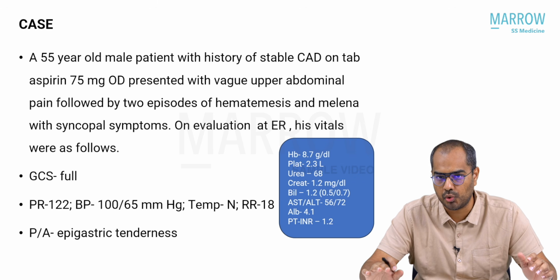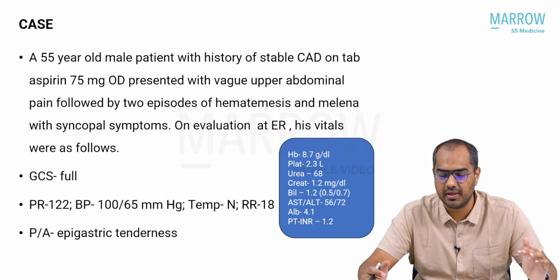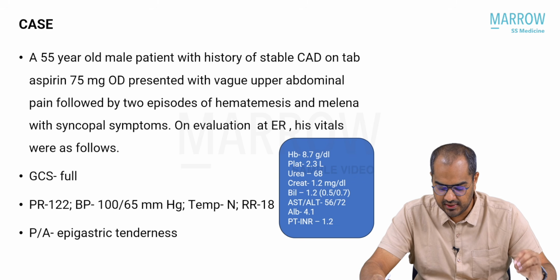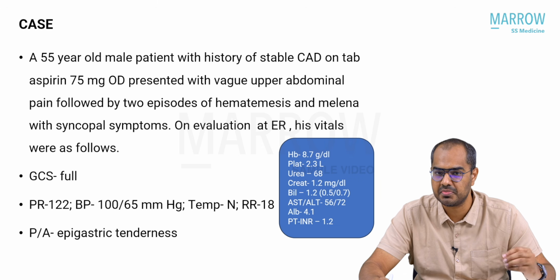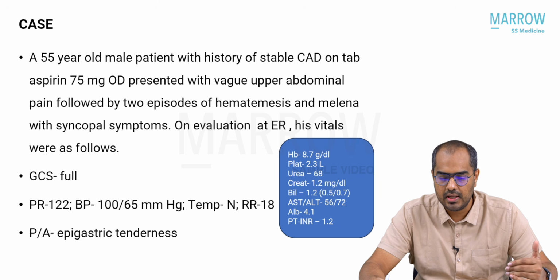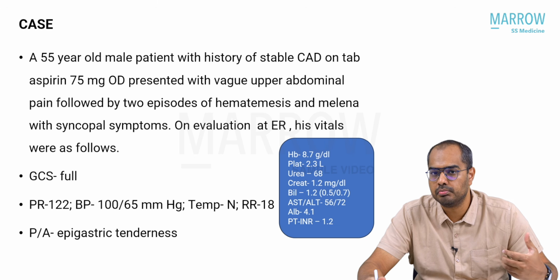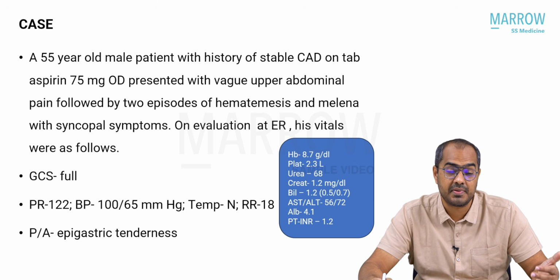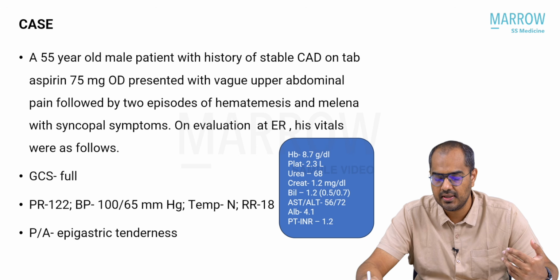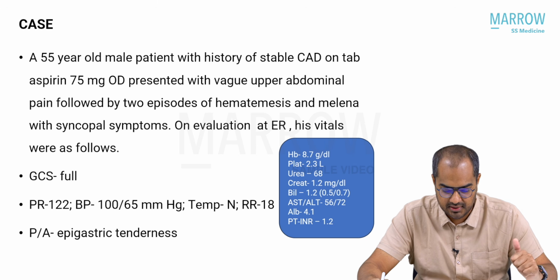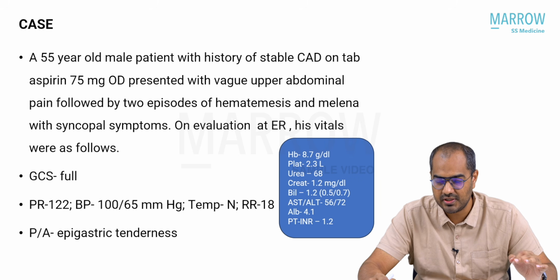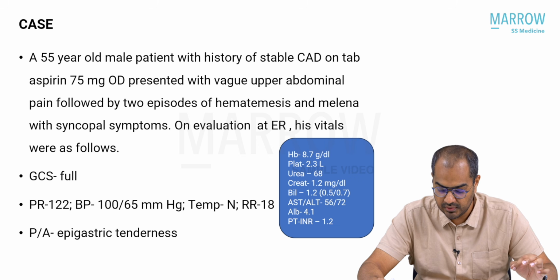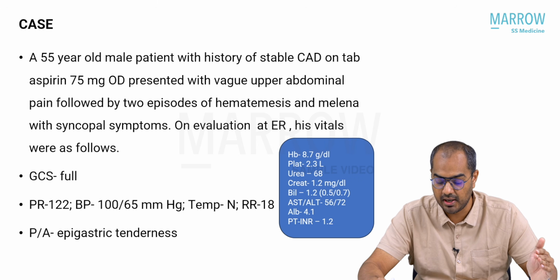This patient will definitely require an endoscopy, however, only after stabilizing the patient. And luckily his BP is normal. You don't require inotropic support, but in view of his syncopal symptoms, if this patient reaches the emergency, you should be perceptive enough to look for a backup ICU so that this patient can be managed well, his bloods can be collected, transfusions can be given, and endoscopy can be planned. His hemoglobin is 8.7, his platelet count is 2.3 lakhs, creatinine is 1.2, bilirubin is 1.2, AST/ALT is 56/72, albumin is 4.1, and PT/INR is 1.2.